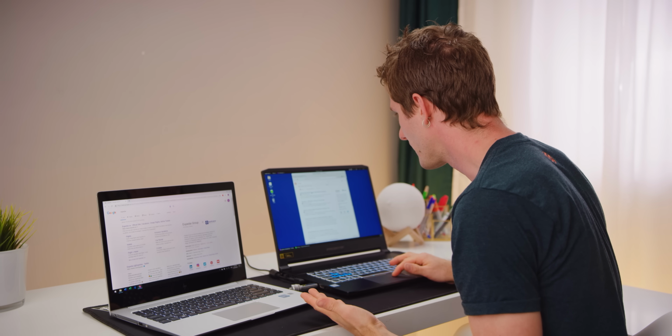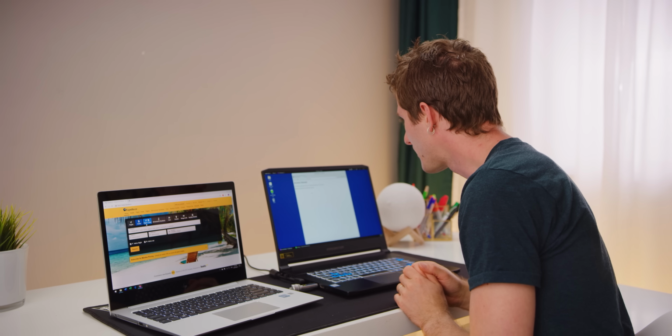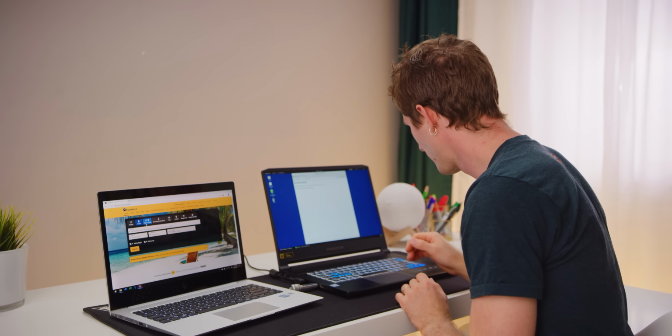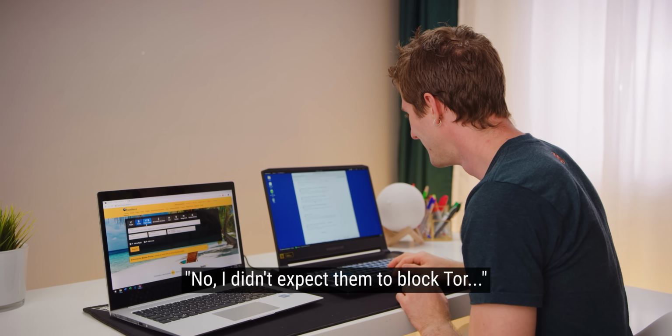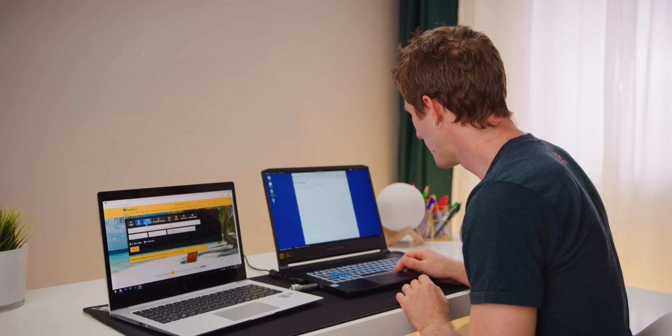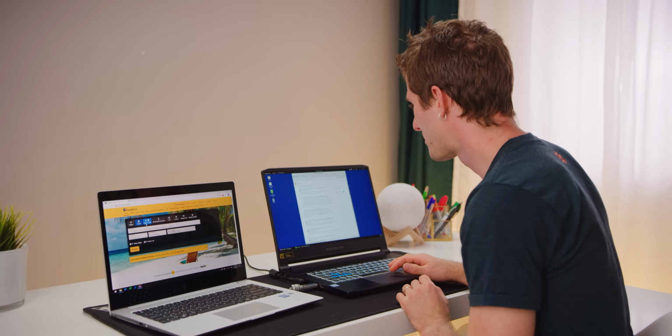Okay, first hit is Expedia.com. This one, Expedia.ca. So immediately our location has been anonymized and also Expedia blocked us from even accessing their site. That's cute. Did we know that was gonna happen? No, I didn't expect them to block Tor. Expedia blocks Tor. Let's try a different provider.